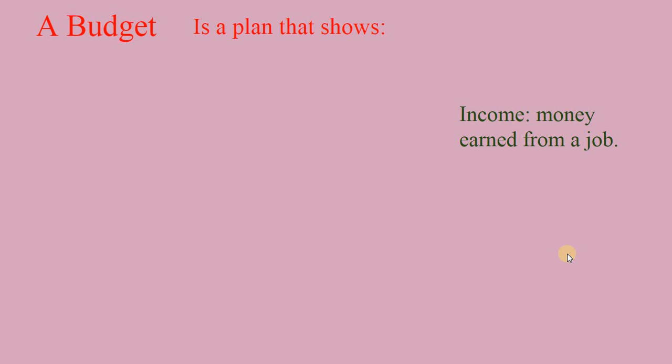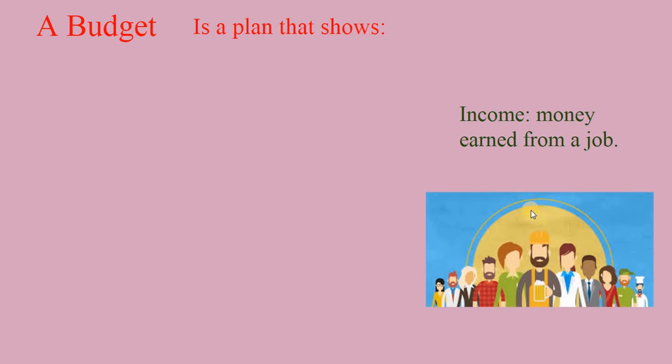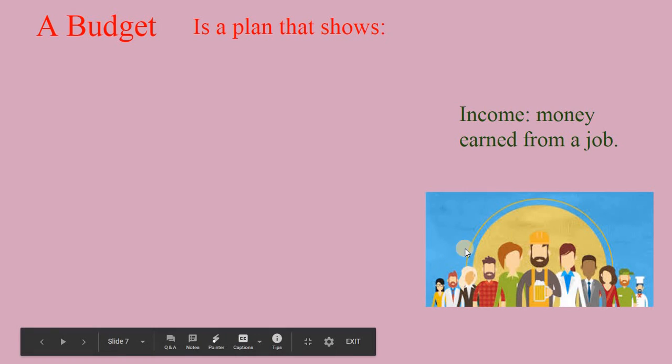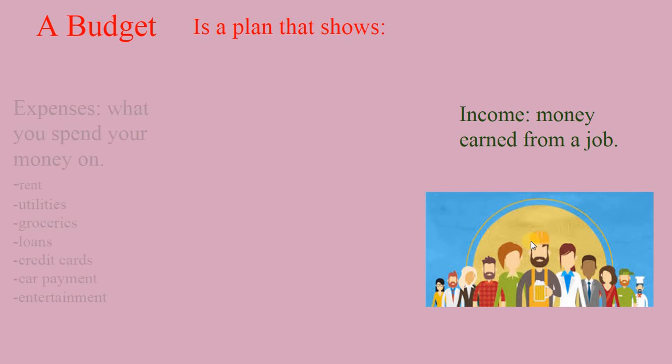So a budget is a plan that shows the income, or the money you earn from a job. So it's very important that you pick a good job. Get a good education so you get a good job, so you'll earn enough to survive and have a very, very comfortable life. You don't want to be struggling. It's not easy to be struggling.